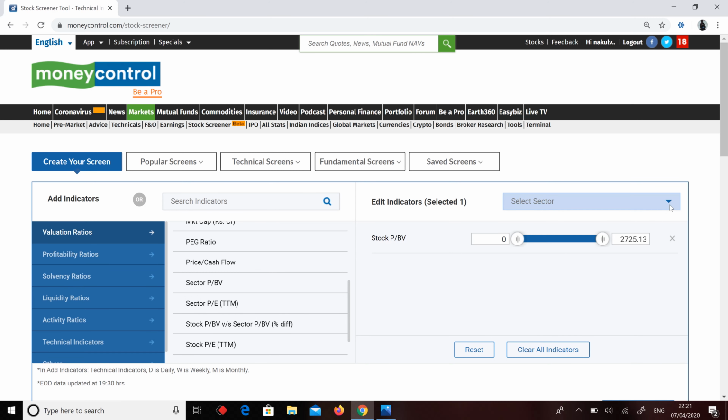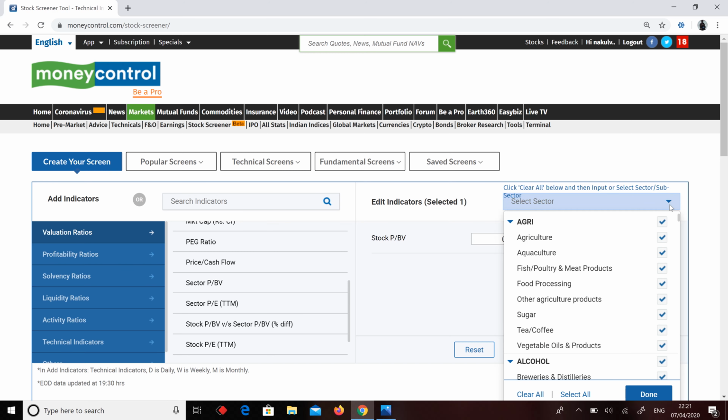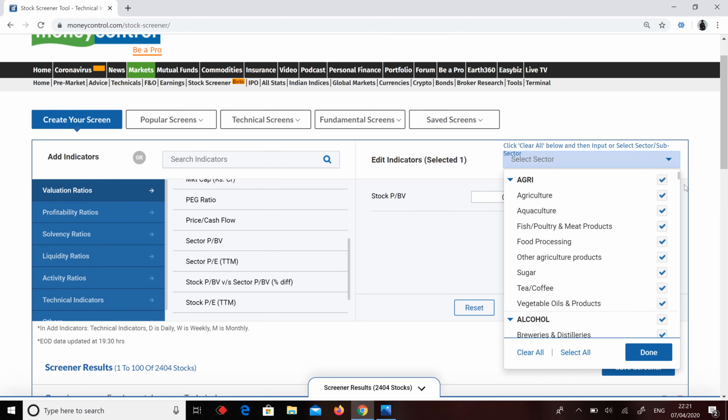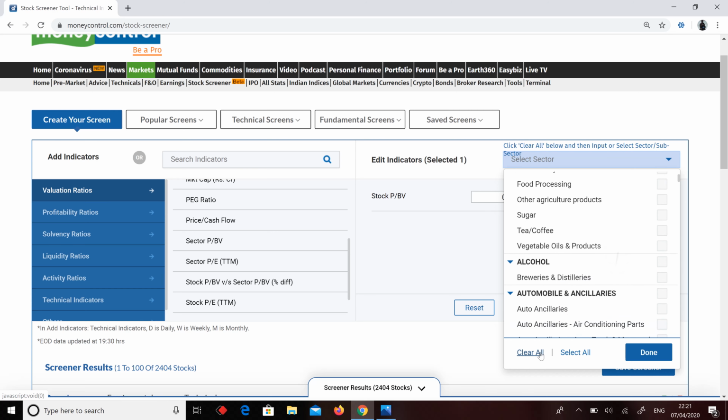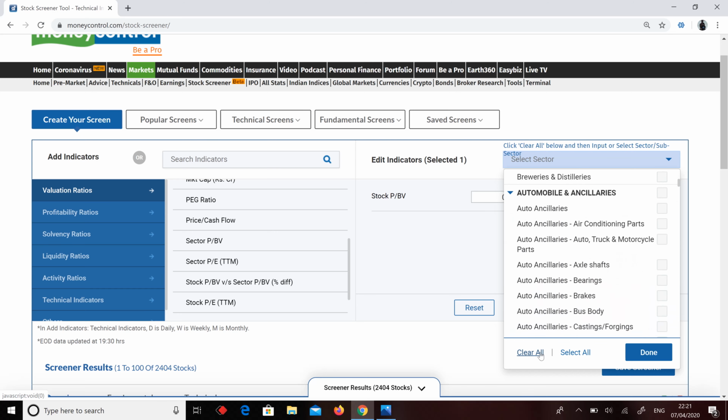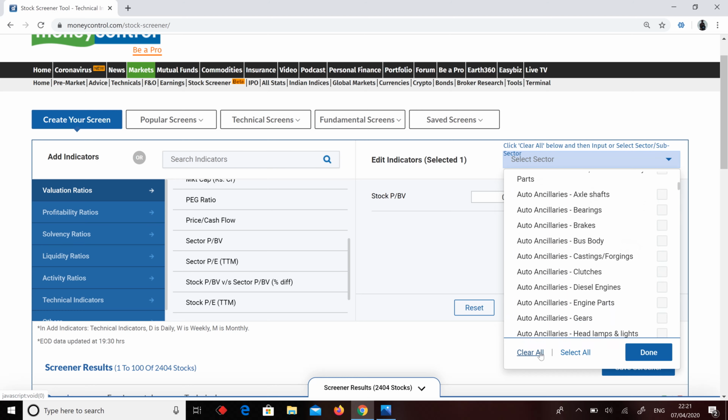Now here in the right hand corner, they have already factored every sector into their category. That is the best part. Let's say this is auto filled. Let's clear it out. And what sectors would we like to check? There is agriculture, aquaculture, food processing, beverage, autos, different parts as well.